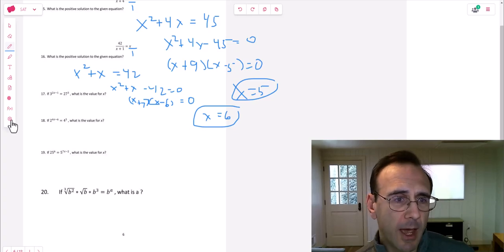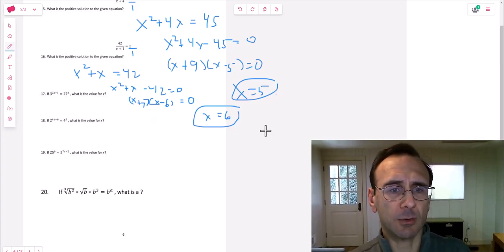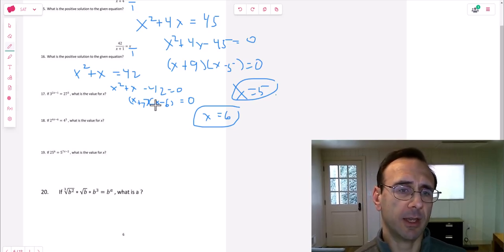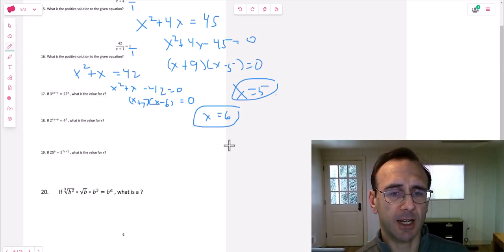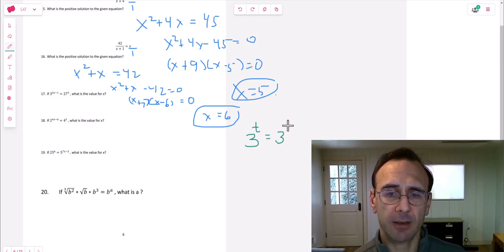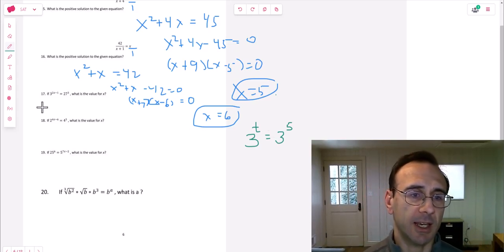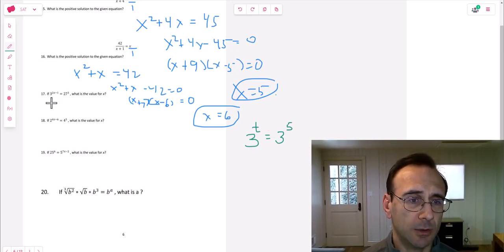Moving on to exponent rules. Pretty narrow way that they do test exponents. One of the things to know is that a lot of it's just getting a common base and then setting the exponents equal. So if I told you that 3 to the t equaled 3 to the 5th, you would know that t is 5. But if it got a little more complicated, there'd be work to do. So like in 17, there's work to do.